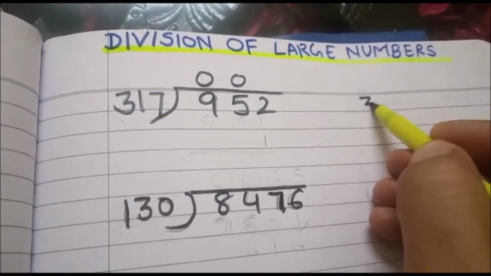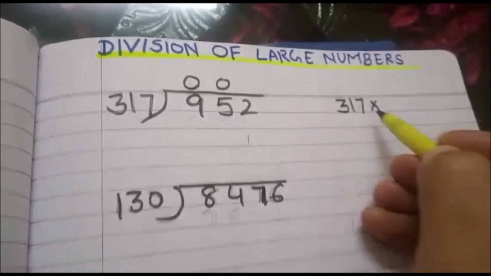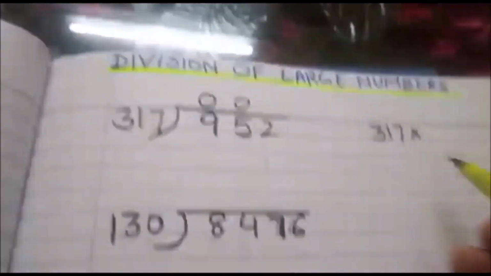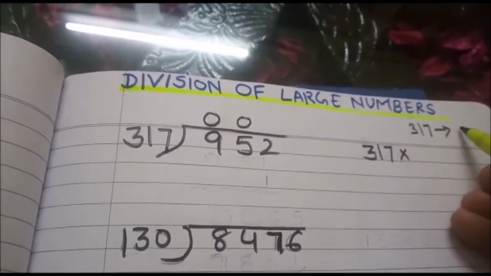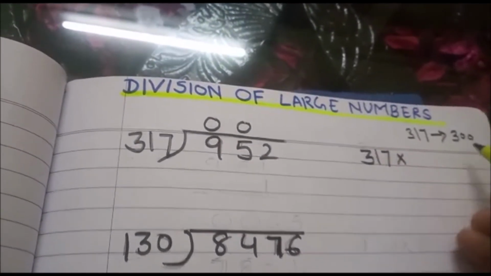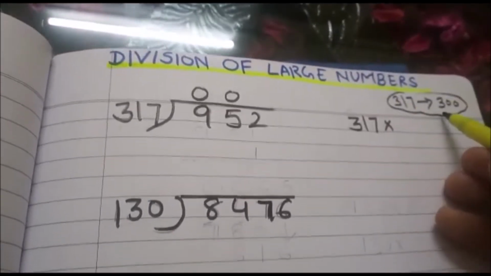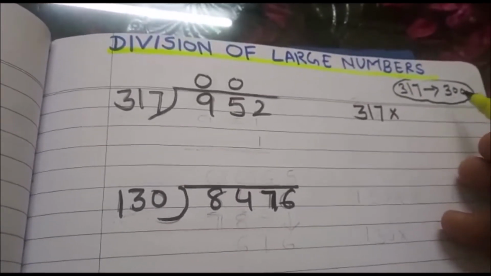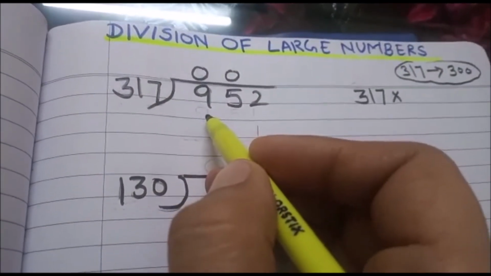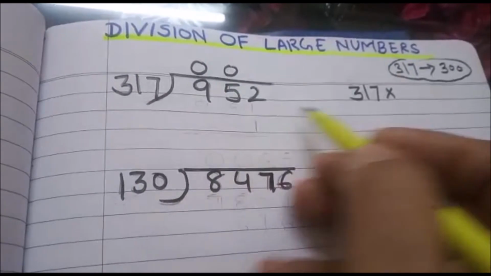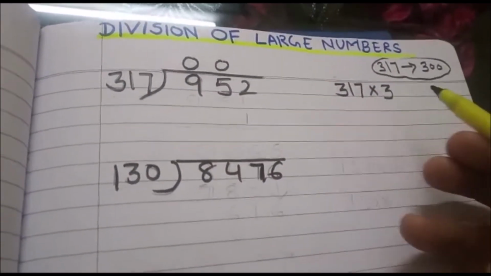So we can do one thing, either we write the full table here or we can guess by taking the nearer number. So 317 is nearer to 300. Okay, so we can count the table of 3. 3 threes are 9 and 3 fours are 12, which is not going by 9. So we can guess it by taking 3 only.